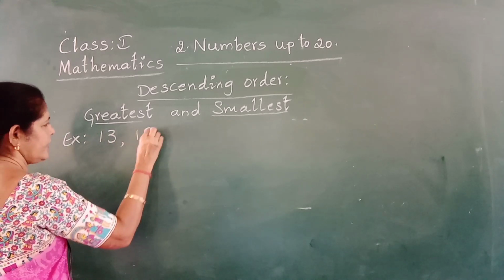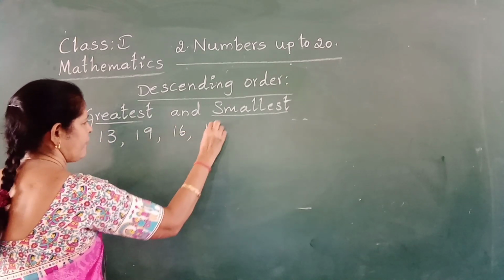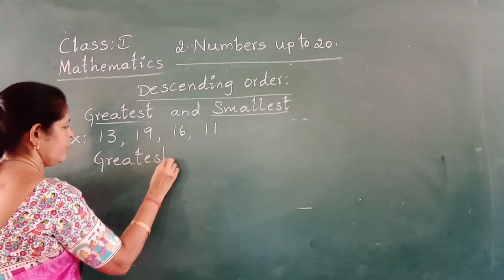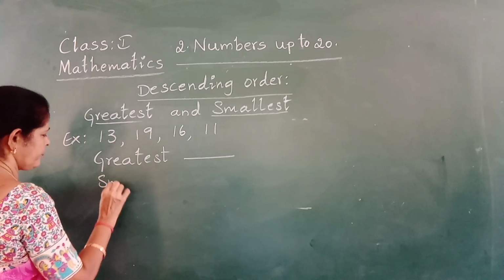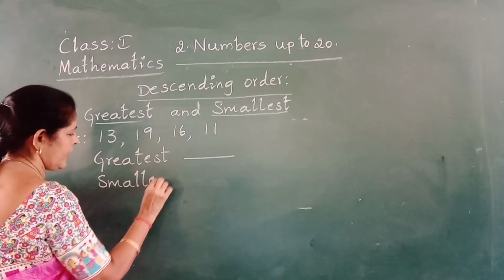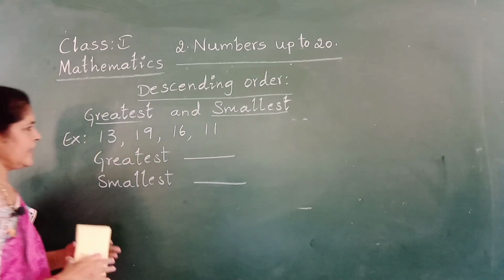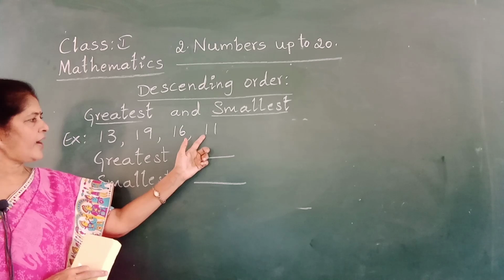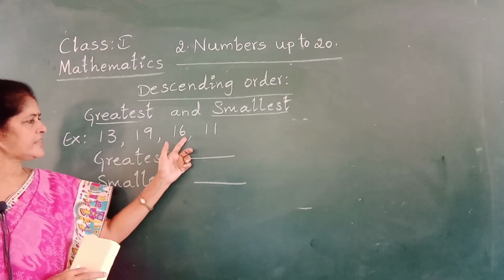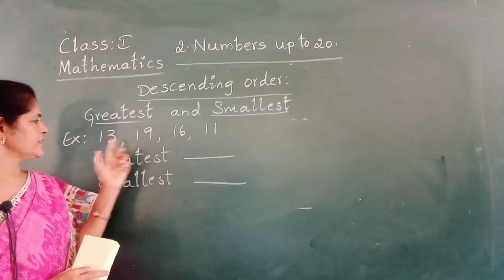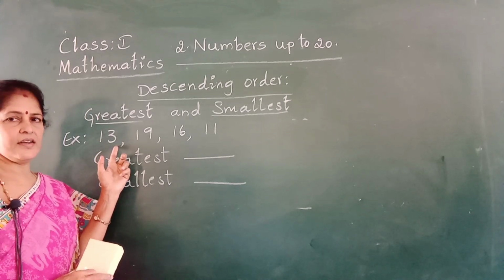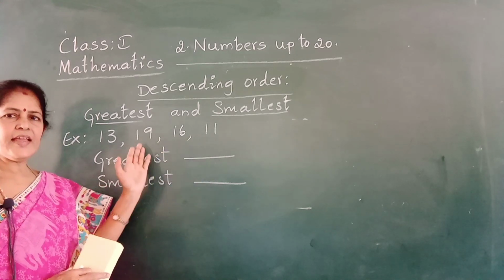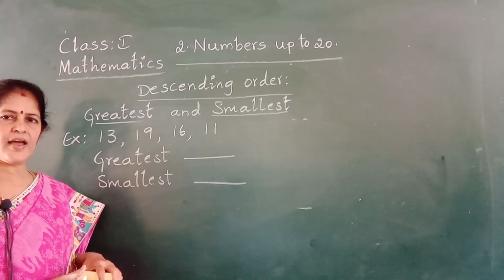13, 19, 16, 11. Find the greatest number and smallest number. Find the greatest means big number. Smallest means small number in the given numbers. See, first you check the given numbers. All are 2-digit numbers. 1 ten and 3 ones, 1 ten and 6 ones, 1 ten and 9 ones. 13, 19, 16, 11. In the given numbers, which is the greatest number?